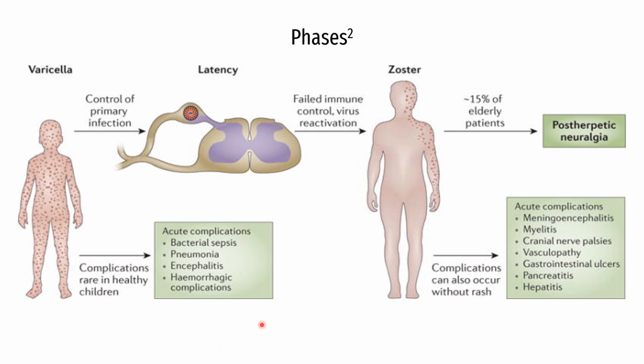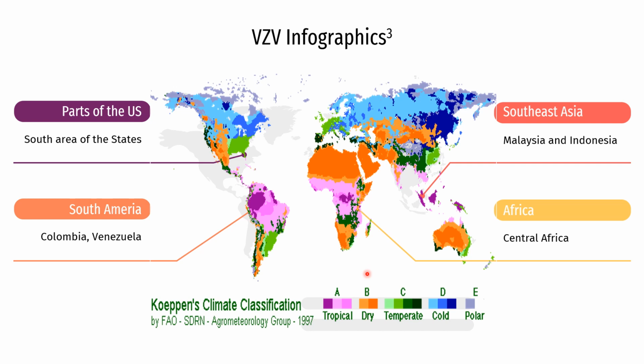So this picture right here shows some acute complications that happen in children, and some acute complications that happen in elderly patients who have been immunocompromised. Such as bacterial sepsis, pneumonia, encephalitis, hemorrhagic complications, meningoencephalitis, myelitis, cranial nerve palsy, vasculopathy, gastrointestinal ulcer, pancreatitis, and hepatitis.